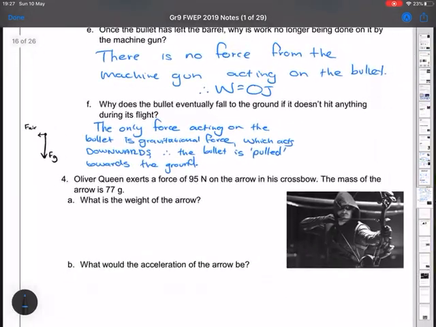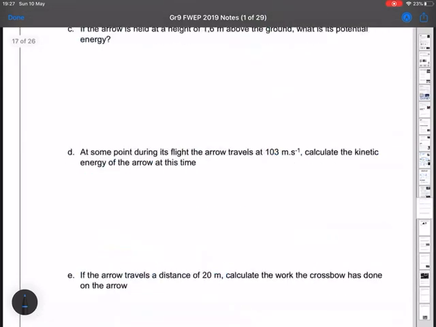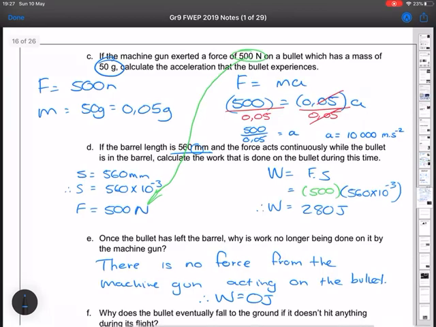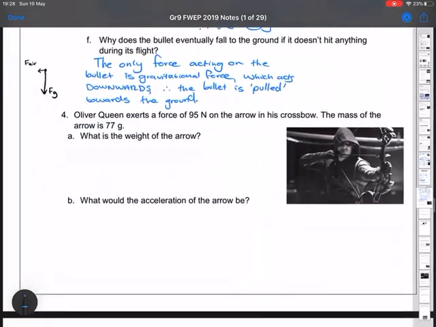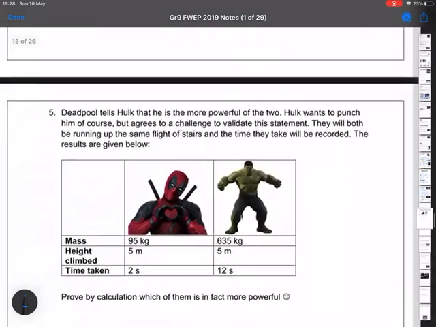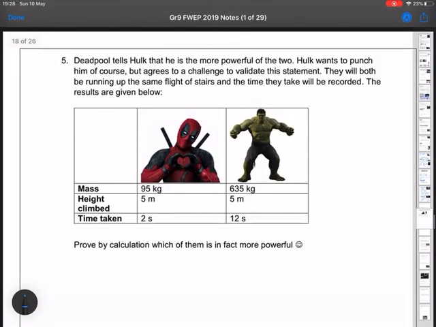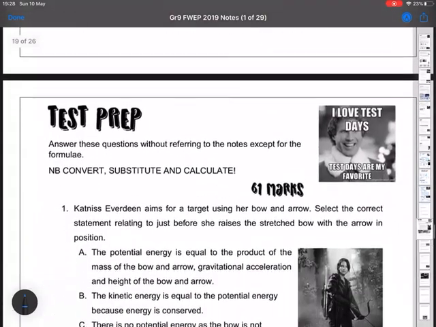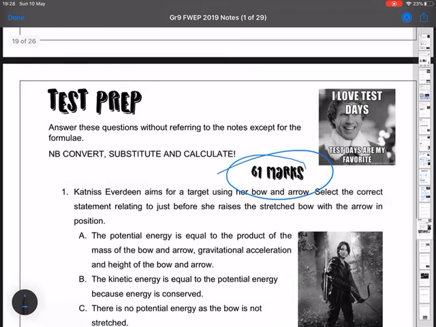Okay, number 4 and 5 are for you to do. Again, ask your teacher if you get stuck, and once you've done that, you can continue with the test prep. Notice that there are mark allocations for the test prep. There are actually past paper questions. So since it's out of 61 marks, you should be able to do it in 61 minutes. Please aim for that. And again, ask your teachers if you get stuck.